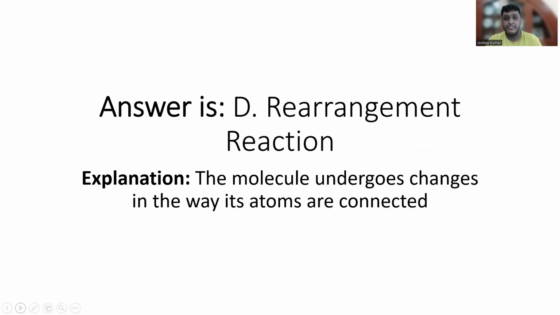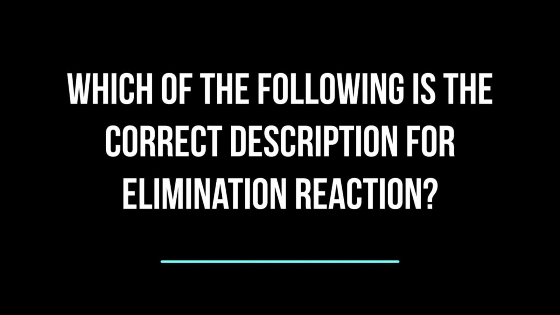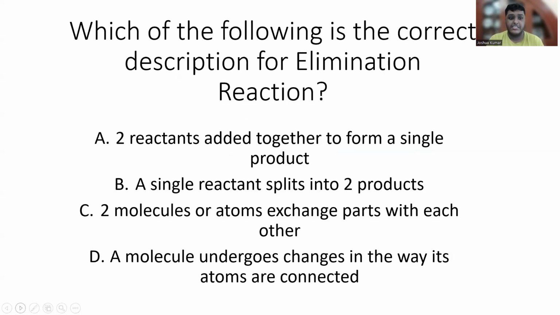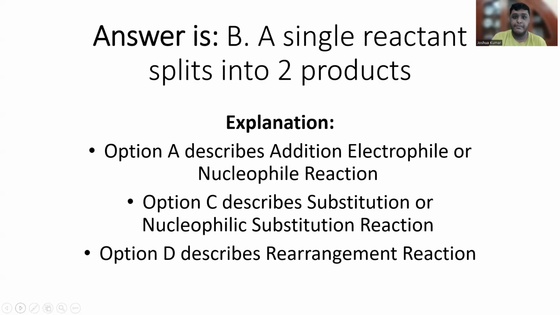So my next and final question will be, which of the following is the correct description for elimination reaction? A. Two reactants added together to form a single product. B. A single reactant splits into two products. C. Two molecules or atoms exchange parts with each other. Or D. A molecule undergoes changes in the way its atoms are connected. So for this question, the correct answer is B. A single reactant splits into two products.